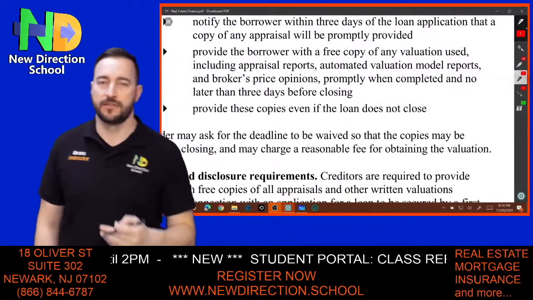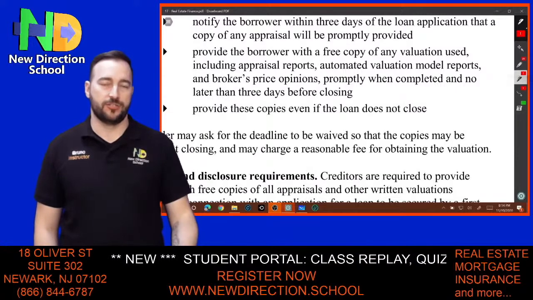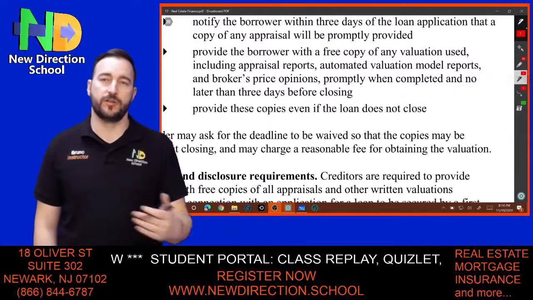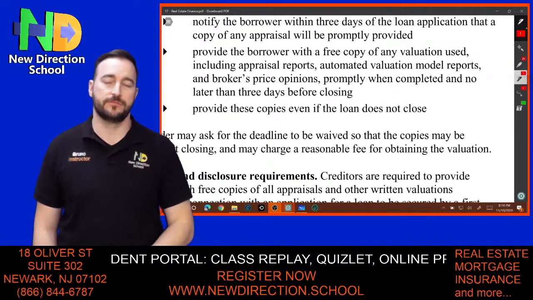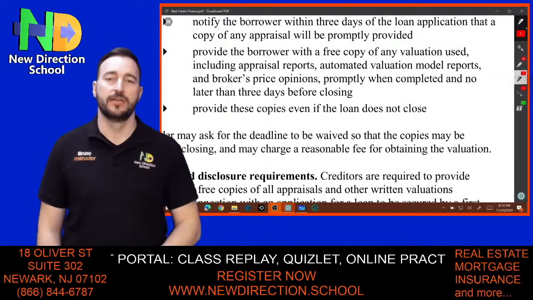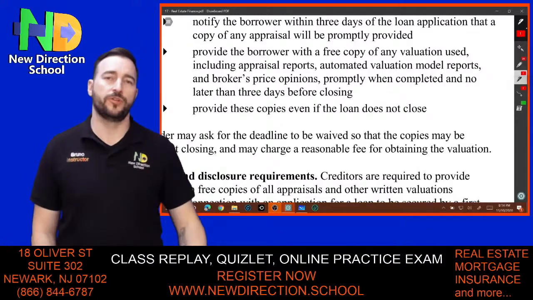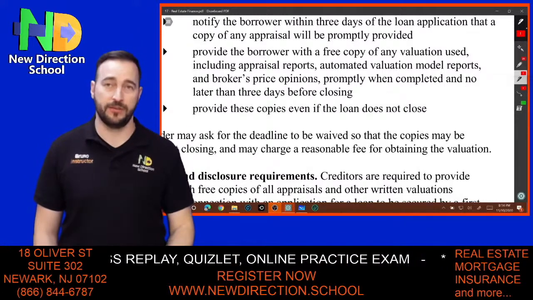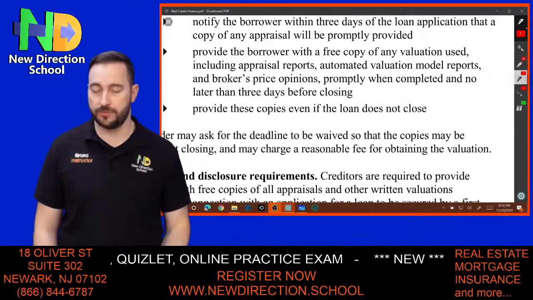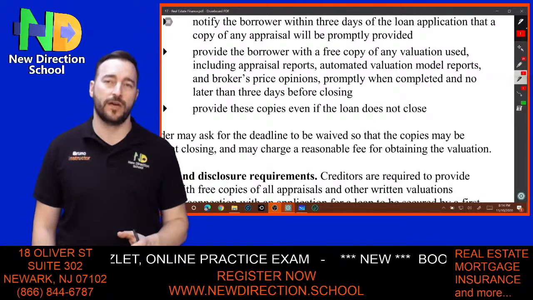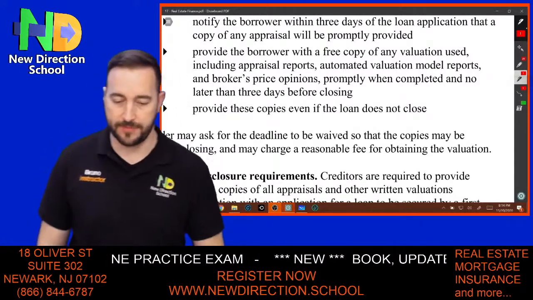What they're saying is, in the qualifying mortgage, or any mortgage, they will evaluate your property, and they'll give you notification within 3 days of application. As soon as they receive a copy, they'll give you a copy as well, and we will not close unless you have a copy. Even if we don't close, you get to keep a copy of the value of the property. So everybody is aware of the actual value of this property.